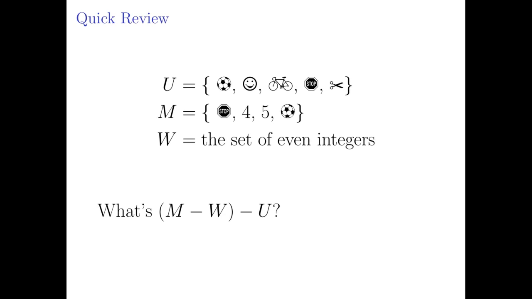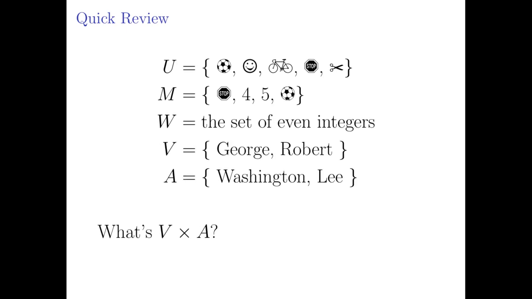What about M minus W and then minus U? Figure that one out. That's going to give us 5. Because if we take M and we subtract off W, we've gotten rid of the 4, because that's the only thing in W that was also common with M. So now we have stop sign, soccer ball, and 5. We subtract off U, which gets rid of the 2 figures, and now all we have left is the number 5.